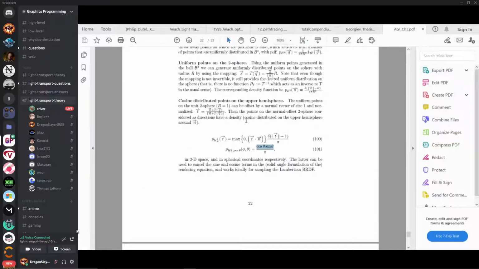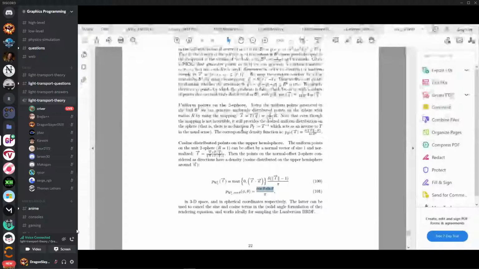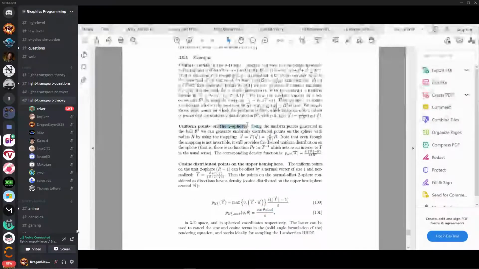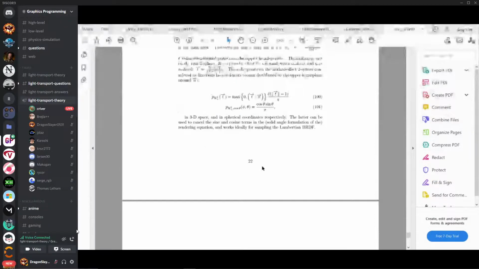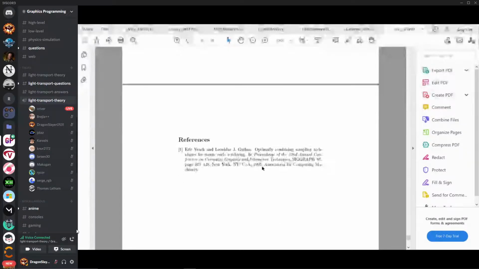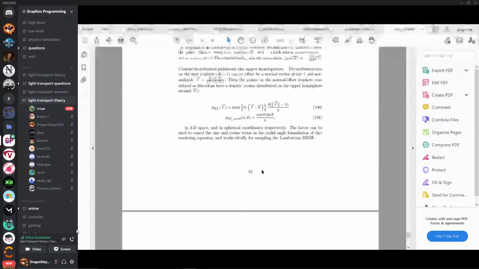I think it was used in Ray Tracing in One Weekend, but they had a problem. They didn't map it to the 2-sphere. They left it in the ball. So the density was cosine cubed. So it wasn't the correct thing, but it's easily fixed. Yeah, and I think this concludes it.